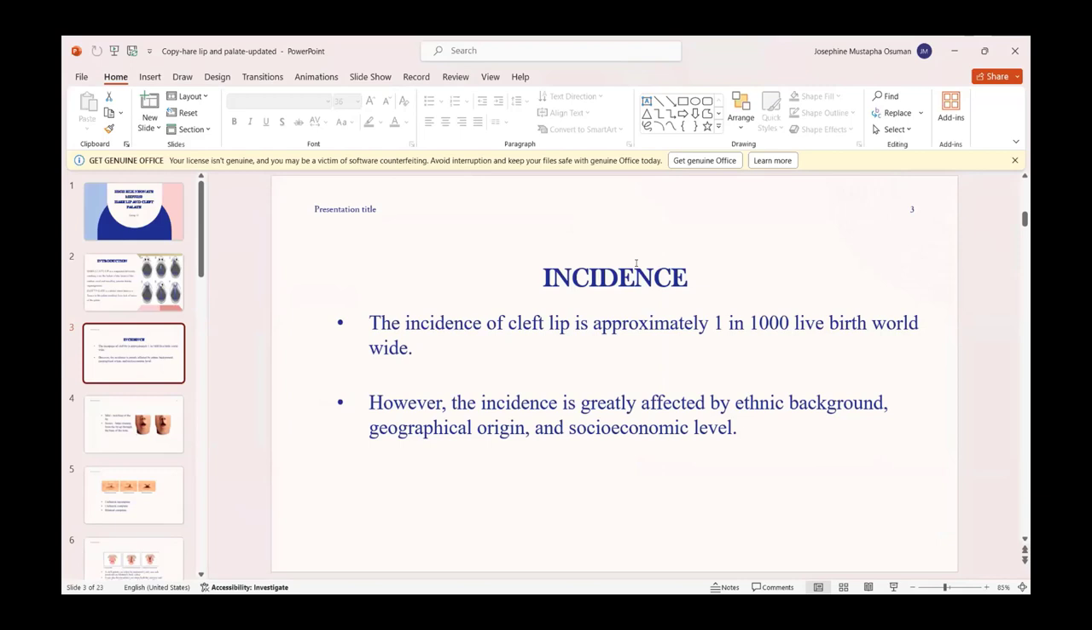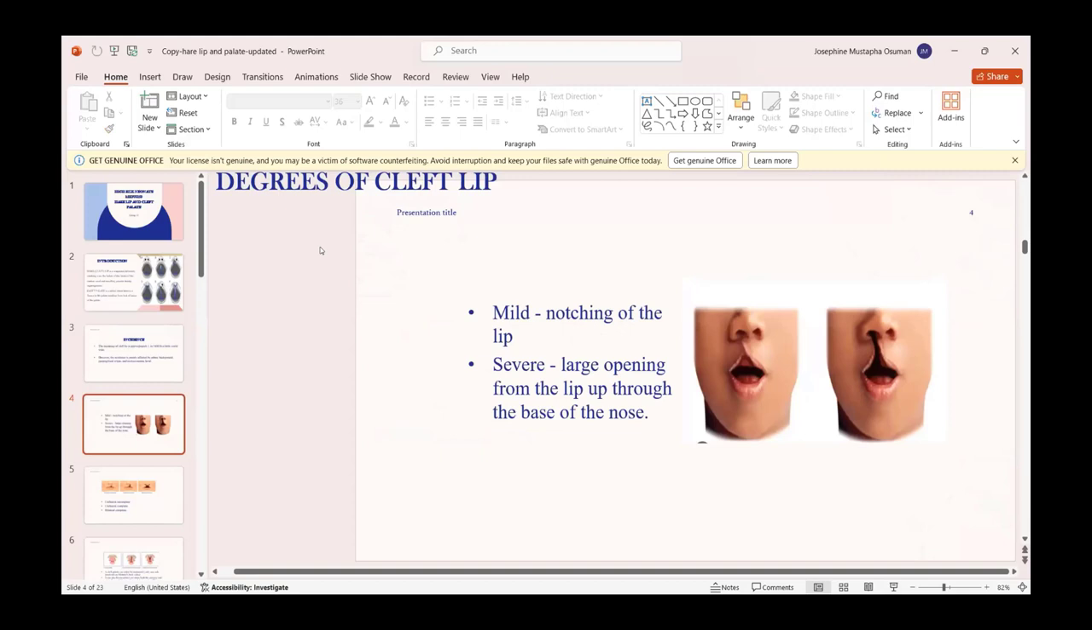The incidence of cleft palate is approximately 1 in 1,000 live births worldwide. However, the incidence is greatly affected by ethnic background, geographical origin, and economic level. The degrees of cleft lip range from mild notching of the lip, a small gap in the upper lip, to severe, which is the enlarging of the opening of the lip up through the base of the nose, so the line runs from the mouth into the nose.